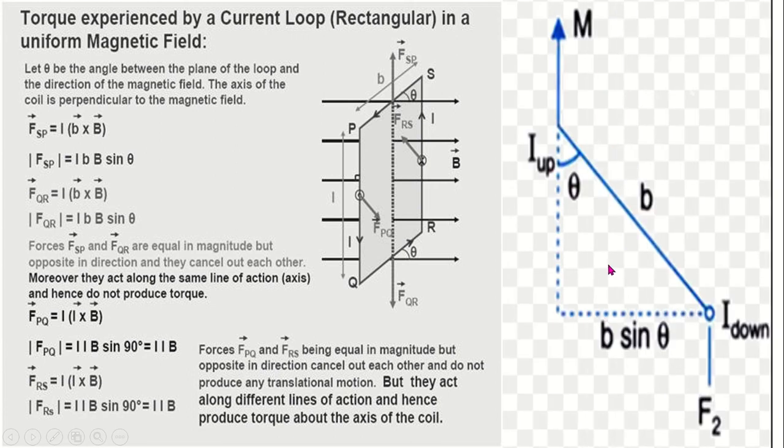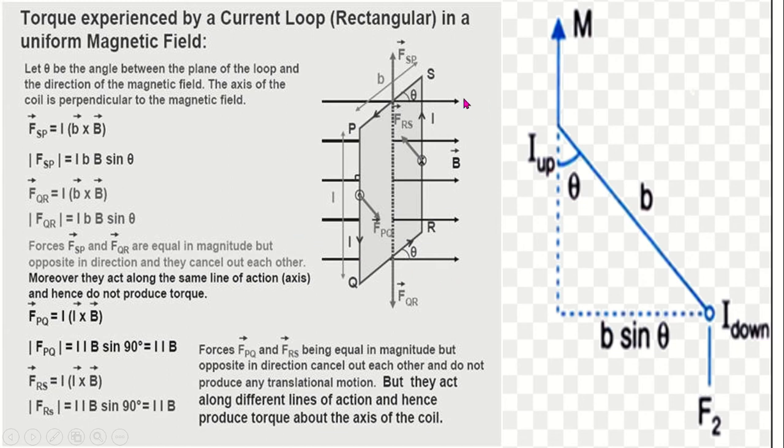So how can we calculate torque? We have learned it, but one situation can occur: if the plane of the coil makes an angle theta with the magnetic field, then what would happen? Look here, this is the direction of the magnetic field, but the coil is placed in such a way that the angle between the coil and the magnetic field is theta. Then how can we calculate the torque?